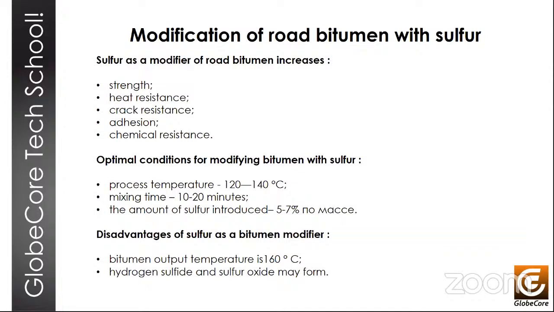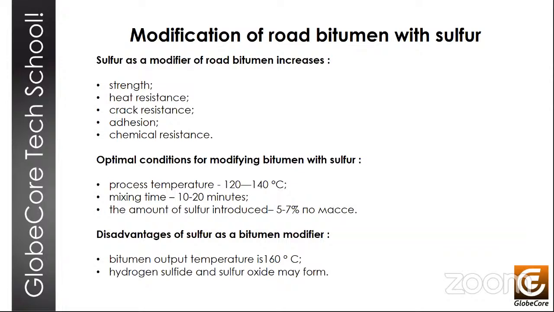The optimal conditions for modifying bitumen with sulfur are as follows: a process temperature of 120 to 140 degrees C, mixing time approximately 10 to 20 minutes, depending on the actual amount of sulfur that is being introduced. And the amount of sulfur that we introduce into this bitumen should be about 5 to 7% of the mass.